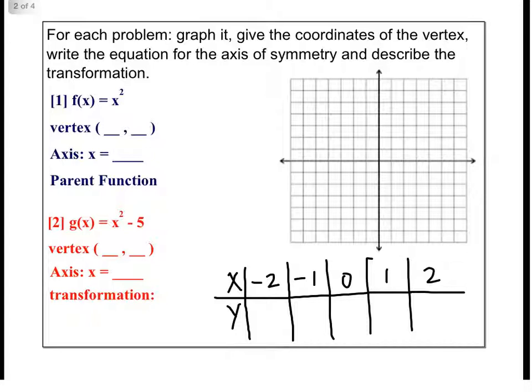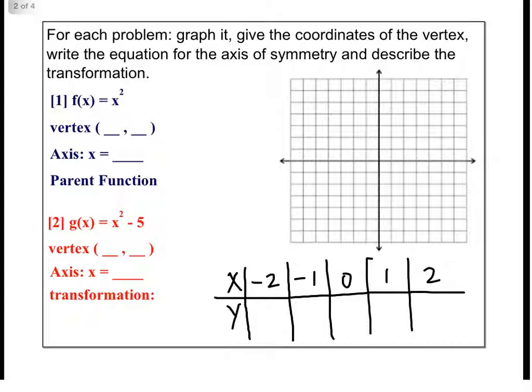So we're going to graph it, tell the coordinates of the vertex and the axis of symmetry, and then explain the transformation. This is just like square root functions or absolute value functions. So we're going to look for moving it left or right, up or down, stretching it or shrinking it, and flipping it. So the first one, we have f of x equals x squared.